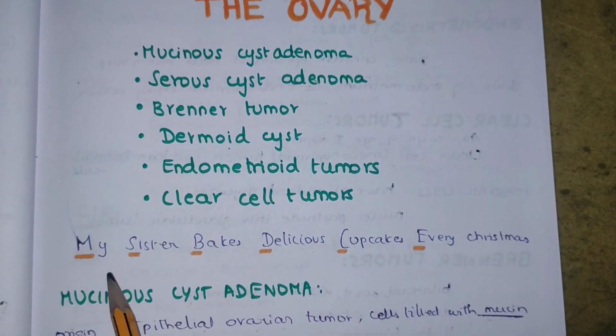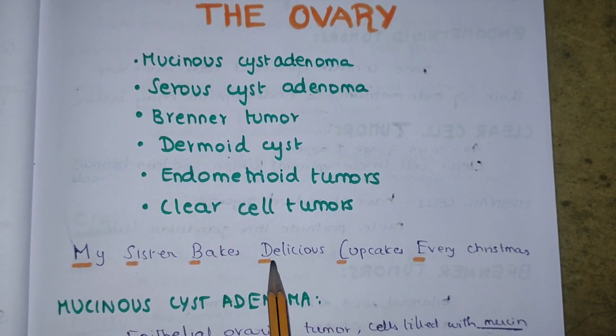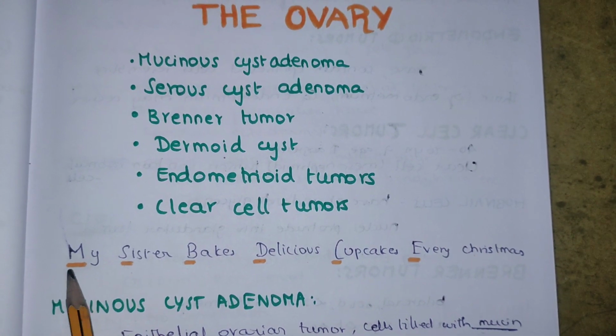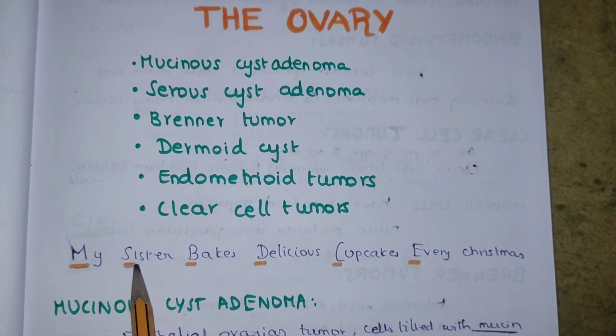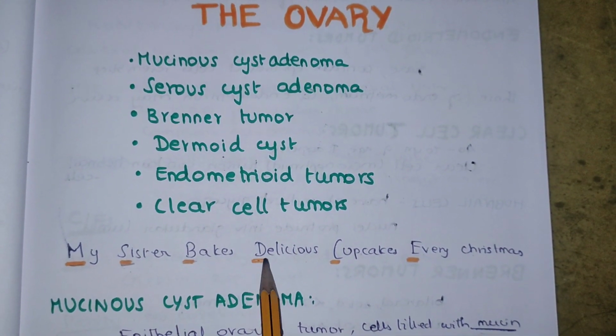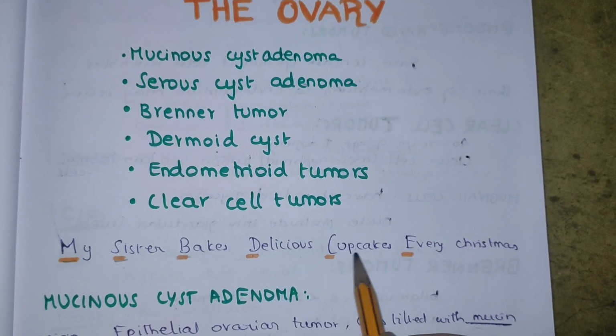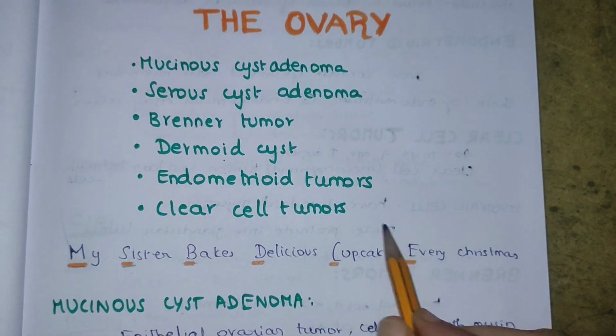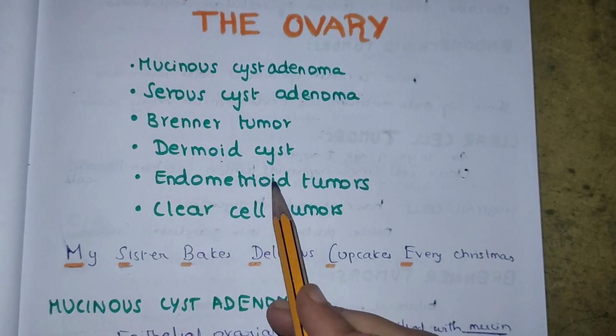You can remember it easily with the mnemonic, my sister bakes delicious cupcakes every Christmas. So this is mucinous cystadenoma, serous cystadenoma, Brenner's tumor, dermoid cyst, and this one is clear cell tumors, endometrioid tumors. So these are the 6 benign neoplasms of the ovary.